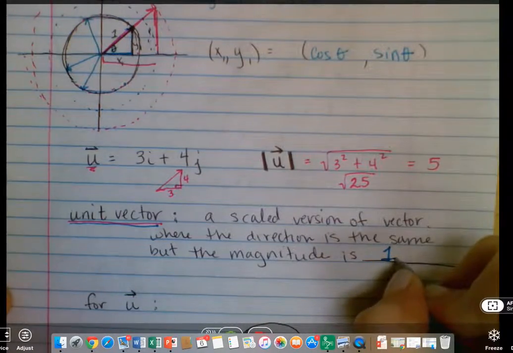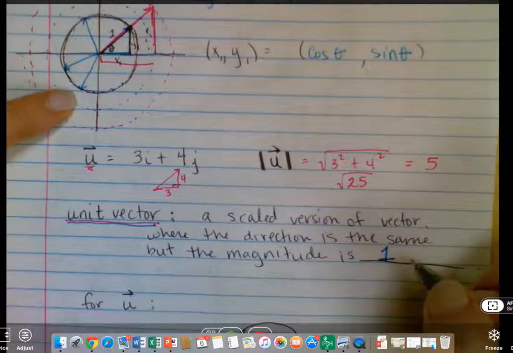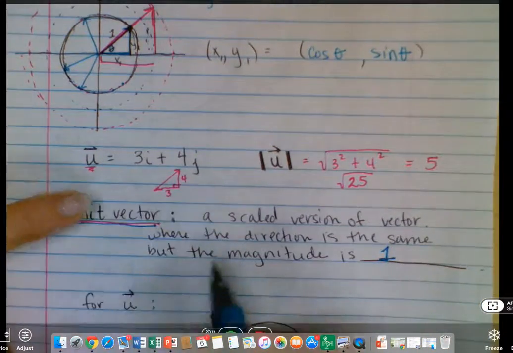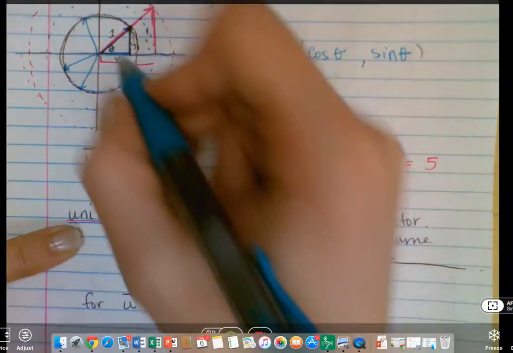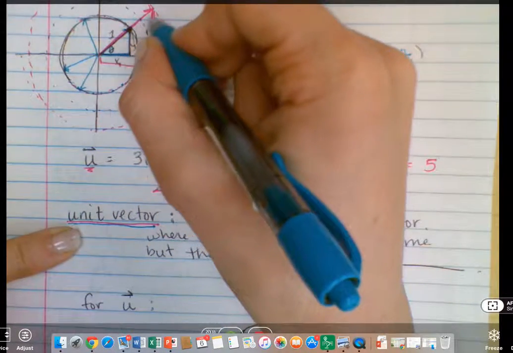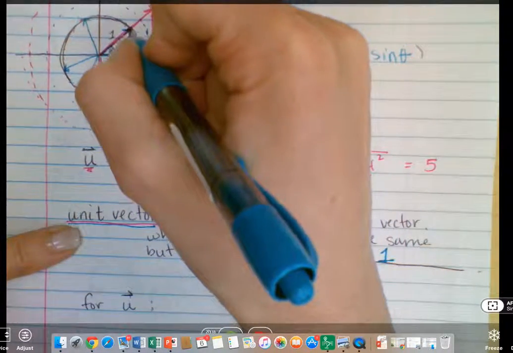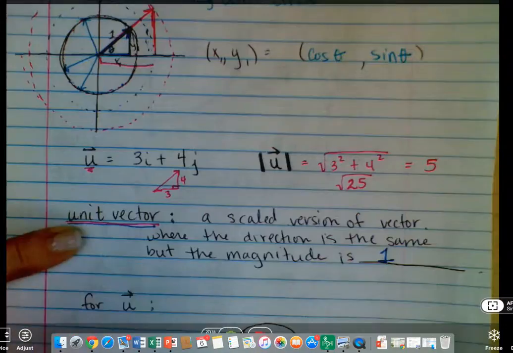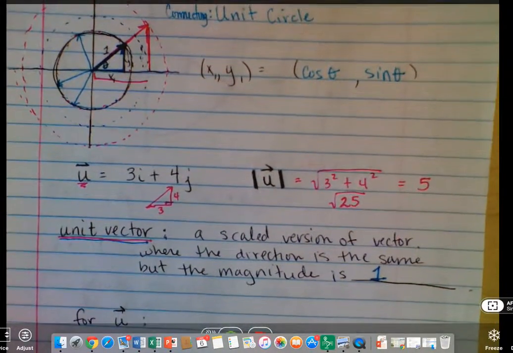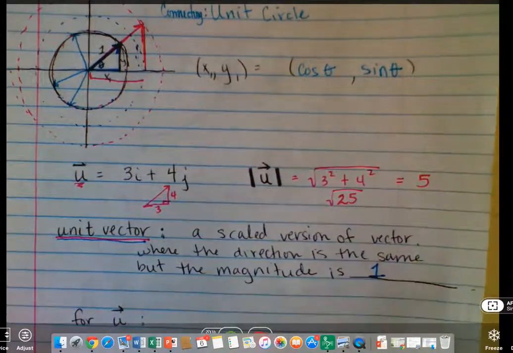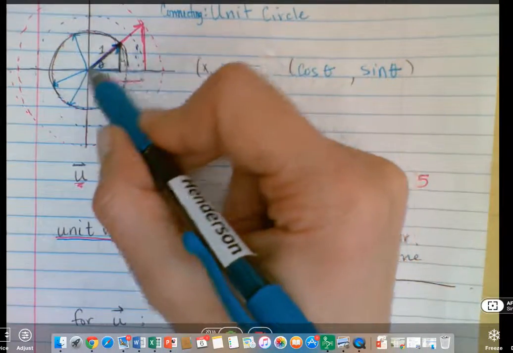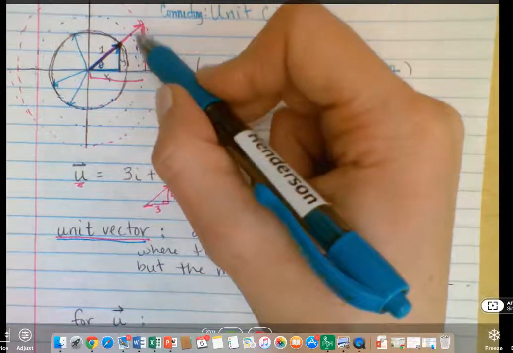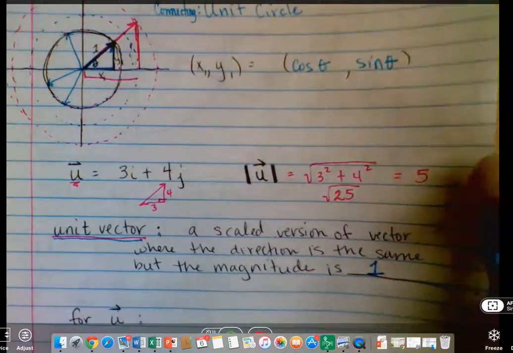So unit vectors all have a magnitude of 1, and if I want to compare my original vector u to the unit vector associated with it, I would say that this pink one is u, and if I scale it down so that it only has a magnitude of 1, then that's the unit vector associated with vector u. So same direction, but only 1 long versus 5 long. Now, it doesn't really look like 5, but ignore my scaling problem.